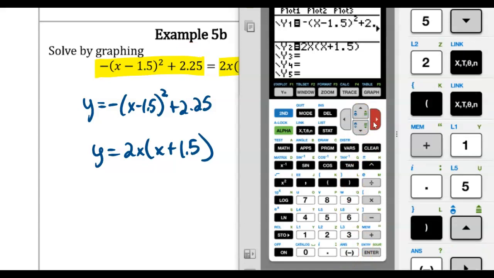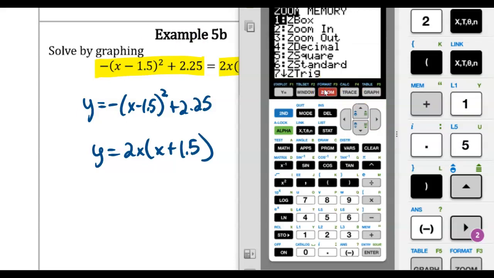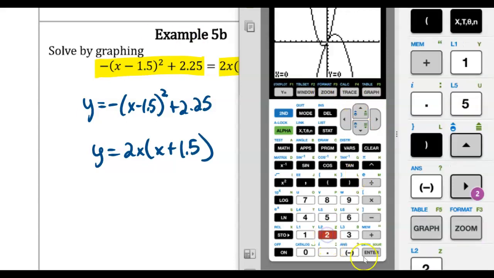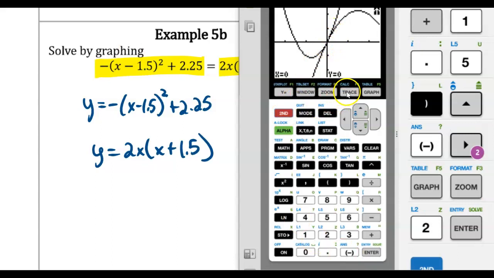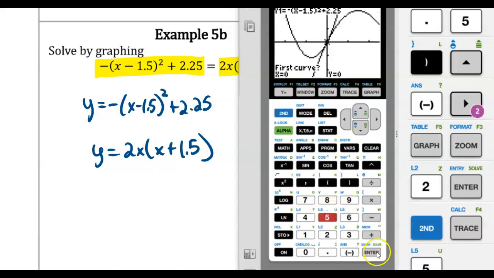All right, and so we graph this, and I'm going to zoom in on it. Let me show you real quick. You can zoom in using the second thing and see it. I think they intersect once right here. So we're going to calculate the intersect. So second, trace gets you the calculate screen. Do the intersect. First curve, second curve, guess. So it does intersect at 0, 0.